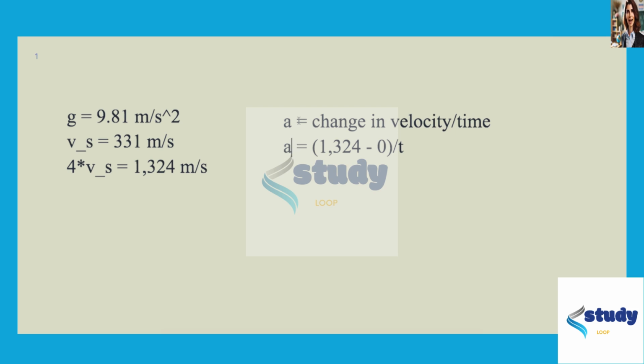And we want to set this actually equal to 4 times g. We want our acceleration to be 4 times little g. 4 times little g is 39.24. So let's set a to 39.24.